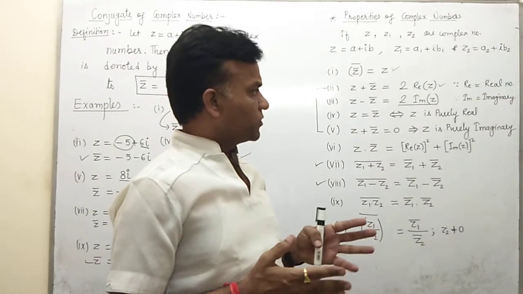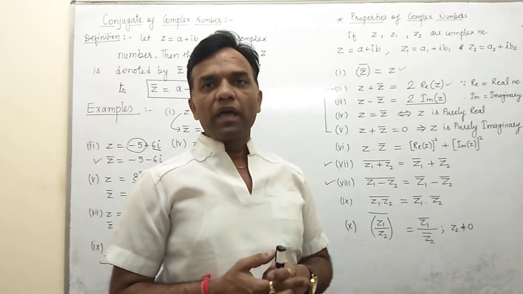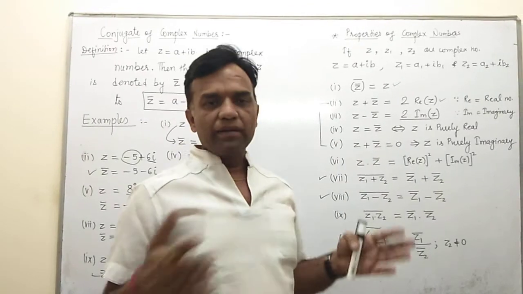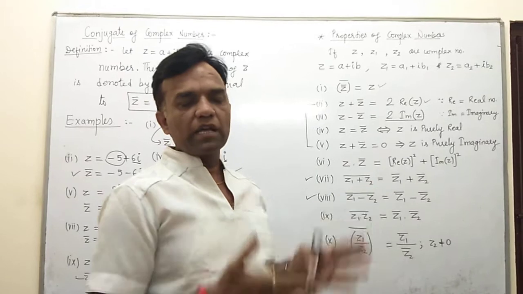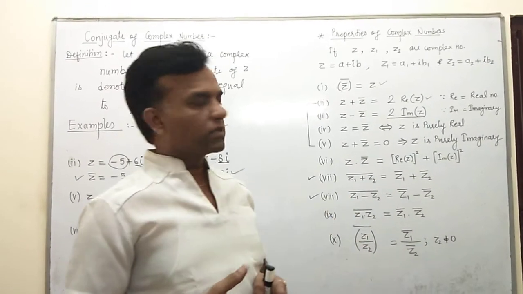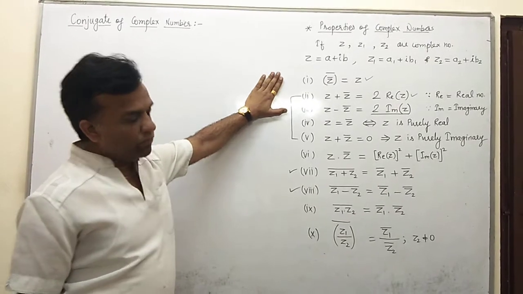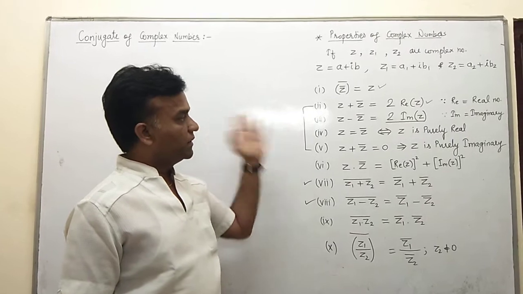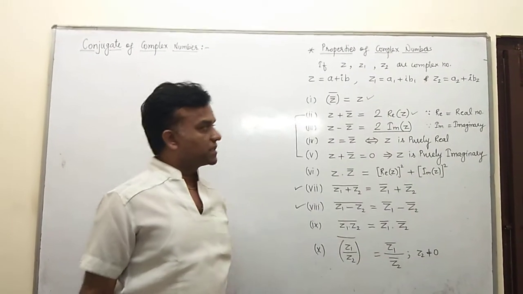I think all these properties are very easy. Now suppose you cannot understand how they come about. Then we will take examples of these 8 properties and discuss them, to check whether the results are equal or not.